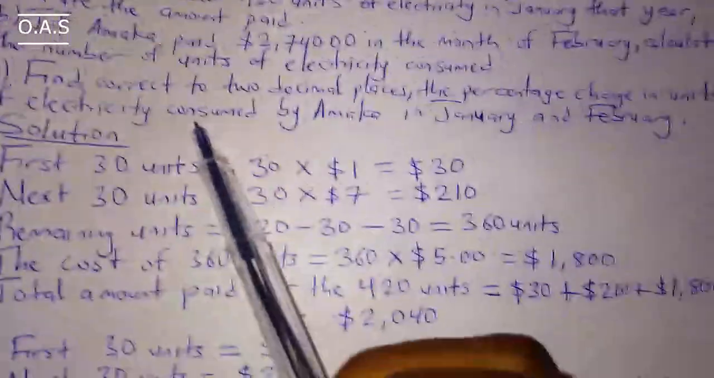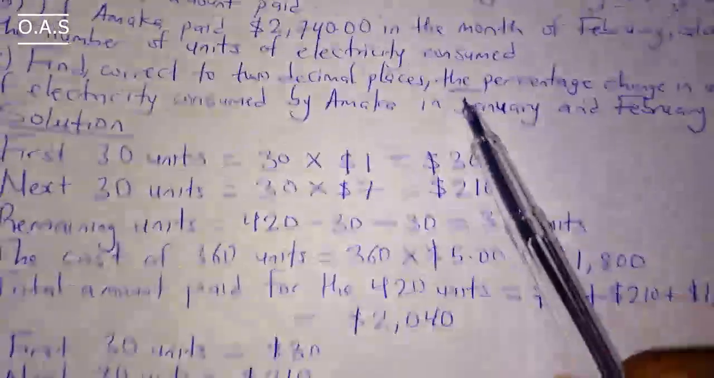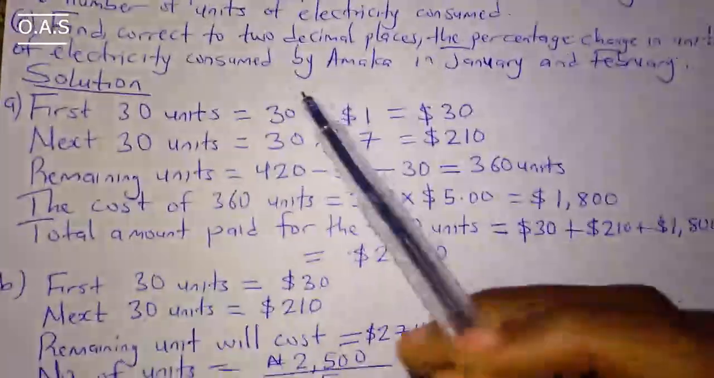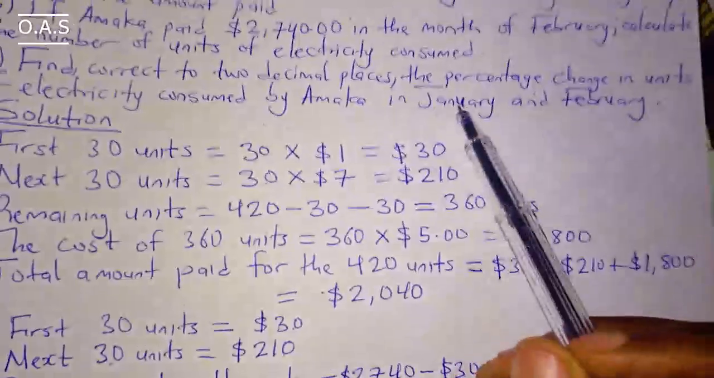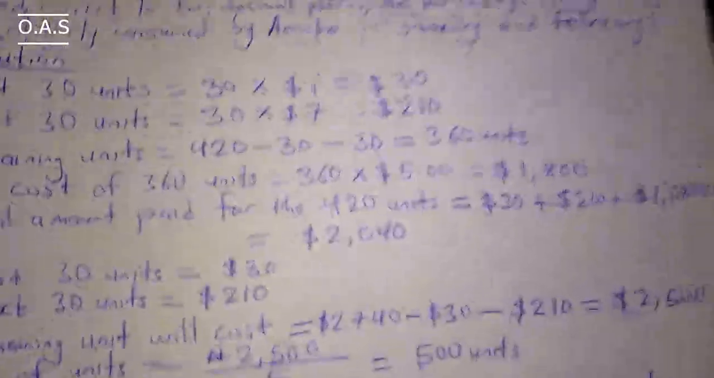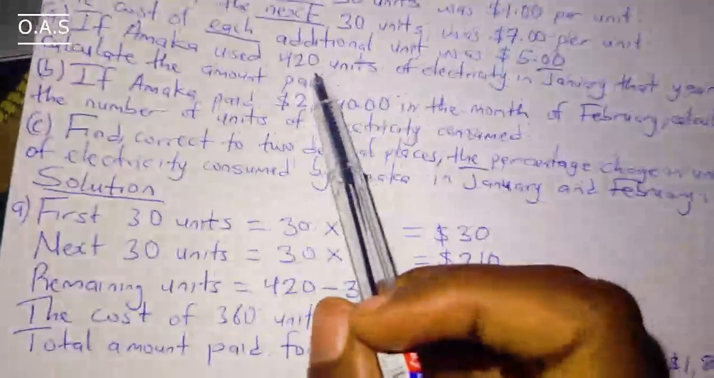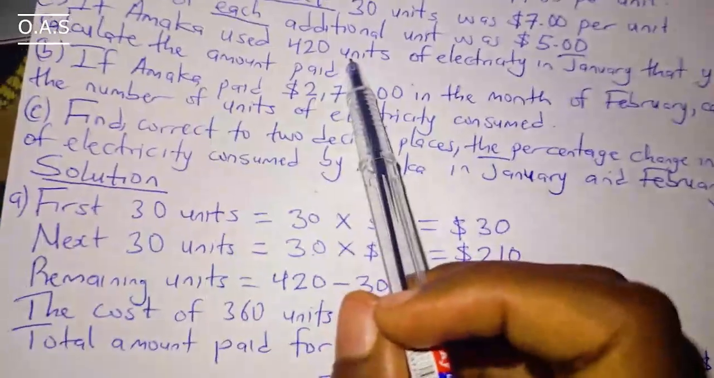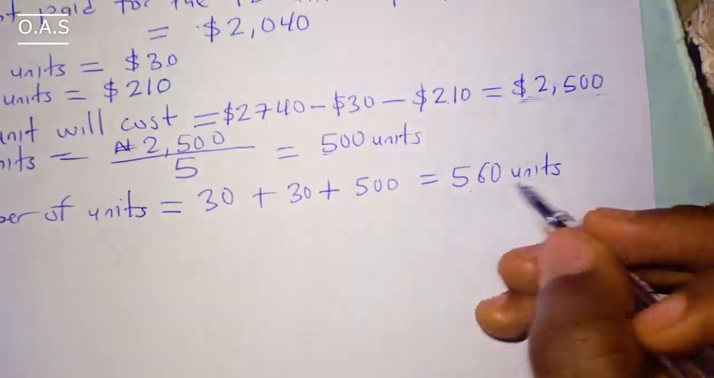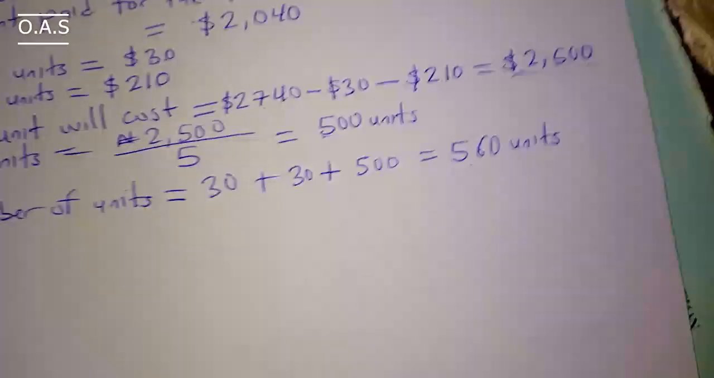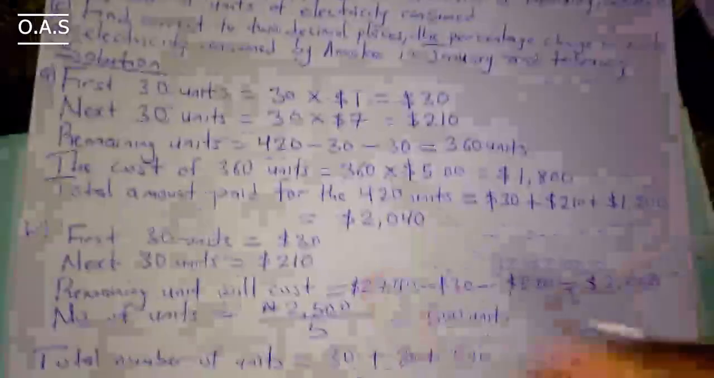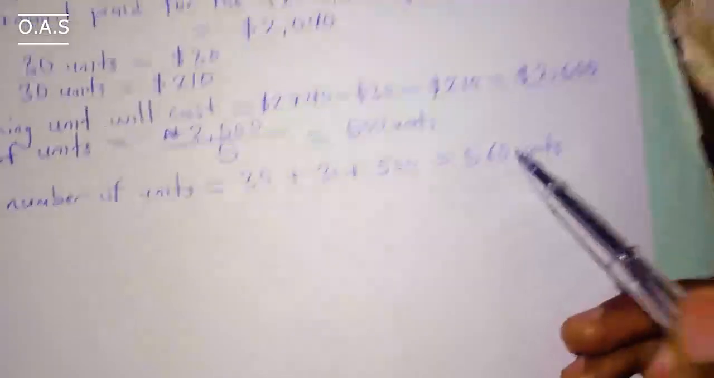So to the last question, we have to find, correct to two decimal places, the percentage change in units of electricity consumed by Amaka in January and in February. So this is something very straightforward. In January, we were told that she consumed 420 units of electricity. And in February, we already calculated that she consumed 560 units. So we want to know the percentage change from 420 units to 560 units.